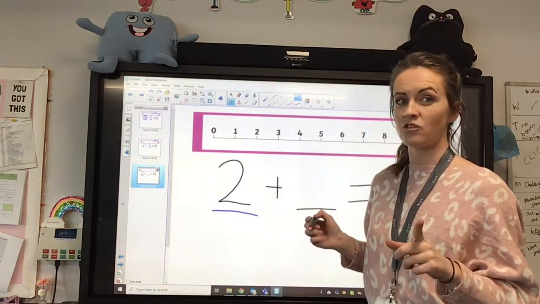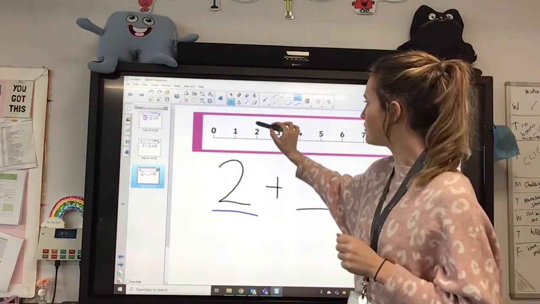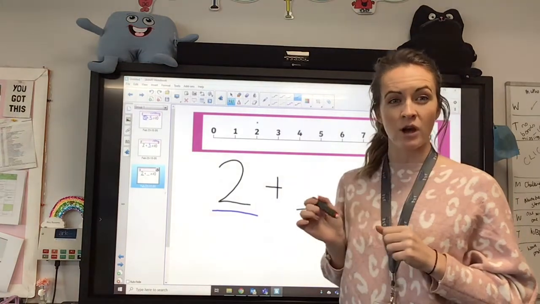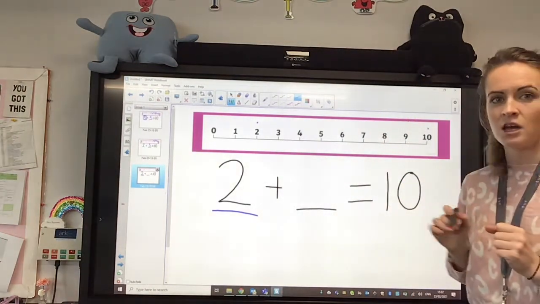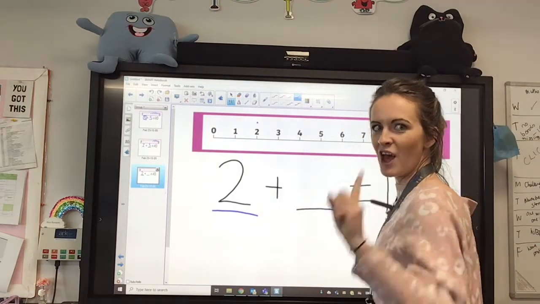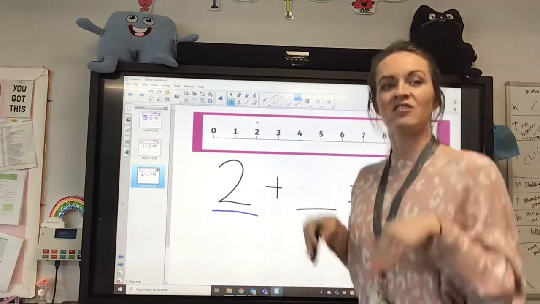2. What do we need to do? Put a dot on it. Okay, so we're going to put a dot on it. And where have we got to get to? 10. Very good. So, we're going to put a dot on that. Do we do one big jump? No, we don't. We do our little bunny hops.